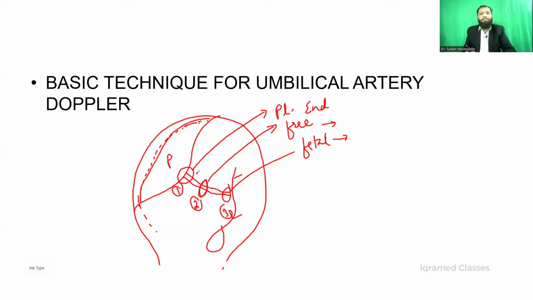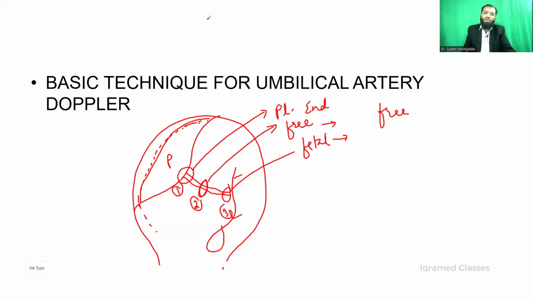But do we prefer placental end? Do we prefer placental end? Answer is no. We do not prefer placental end. So although the changes are seen early towards the ends, we do not prefer them. We always prefer free loop. Very important. So why do we prefer free loop instead of the placental or fetal end?